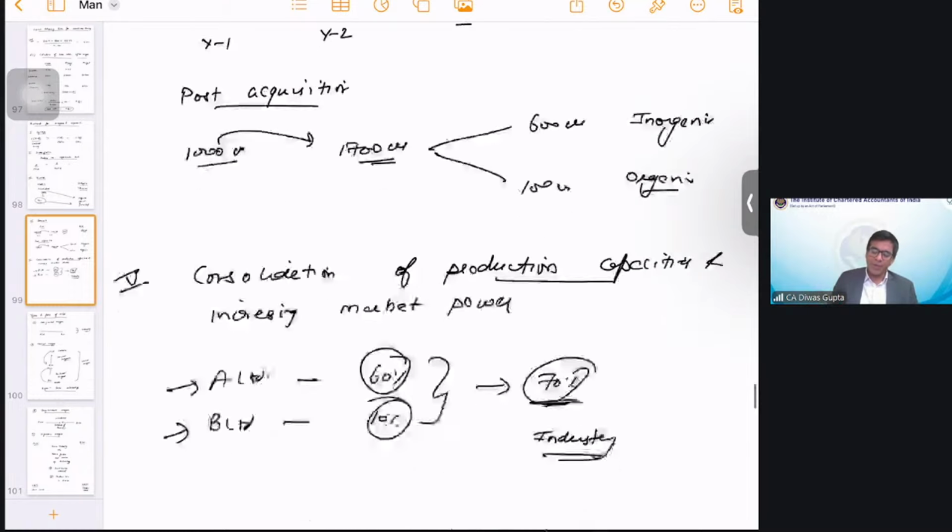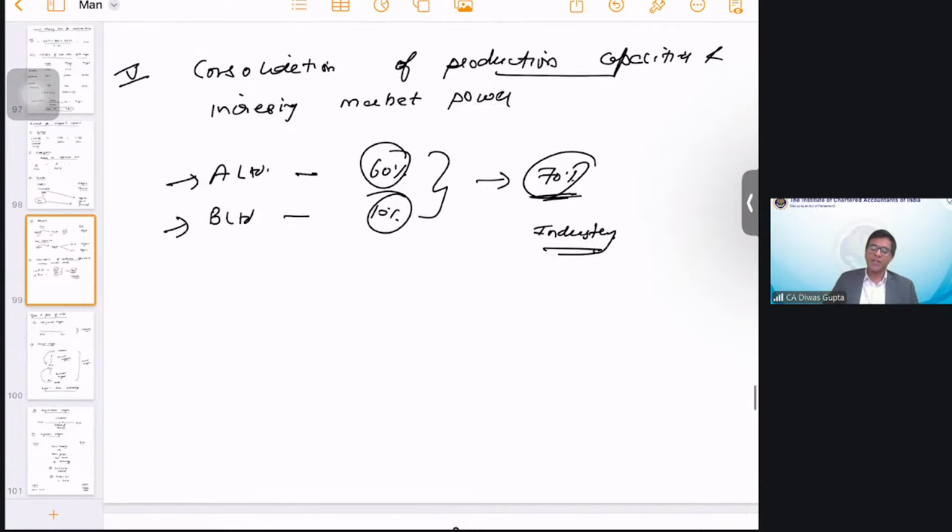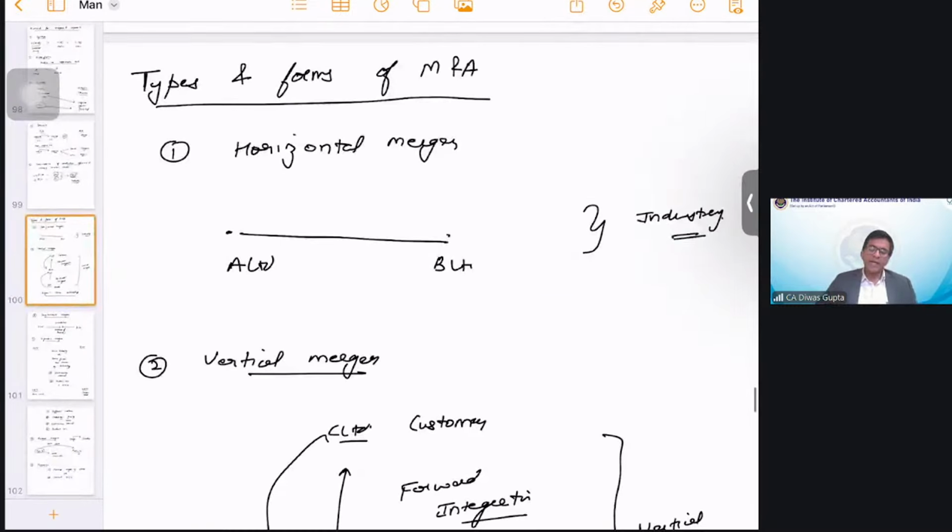Clear? So then let's go to consolidation, the last part. Why is the merger and acquisition happening? Because of the consolidation of production capacities and the increasing market power. This we have also discussed today. And then we discussed the types and forms of M&A, right? What are the different types and forms of M&A?